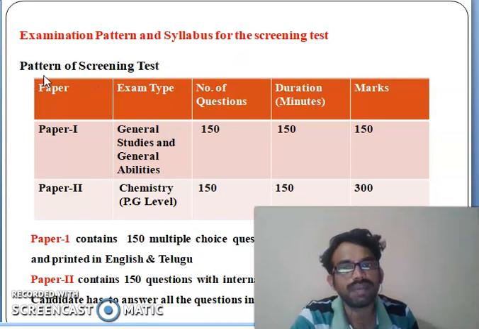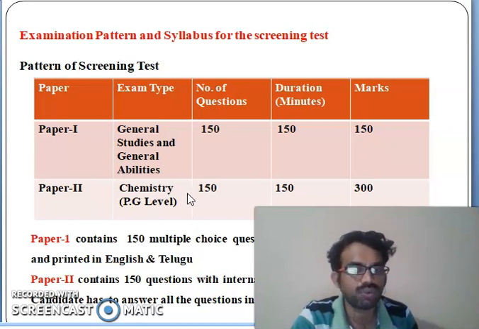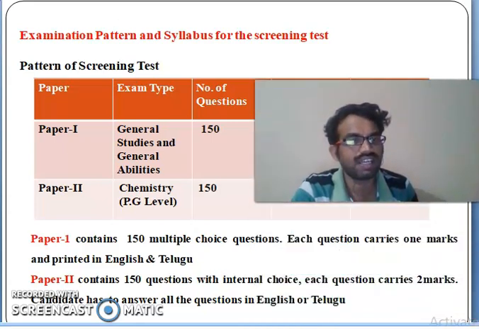Especially, you can see the pattern of the screening test: there are two papers, paper 1 and paper 2. Paper 1 is general studies and general abilities. Paper 1 carries 150 marks and the duration is 150 minutes. The total marks is 150. And you can see paper 2, chemistry, where they will ask PG level questions. There are 150 questions, the duration is 150 minutes and the total marks is 300, meaning each one carries 2 marks.